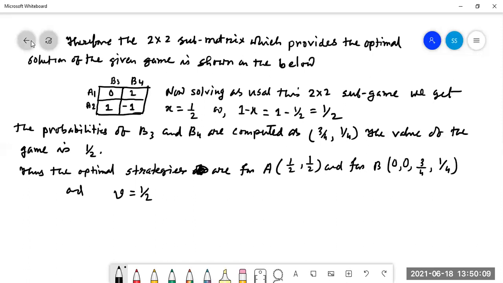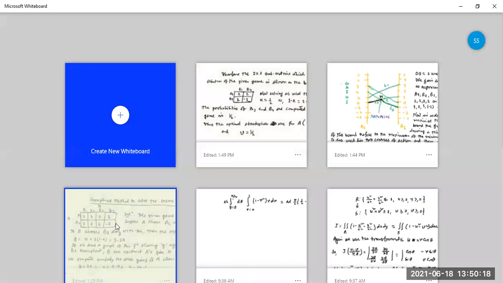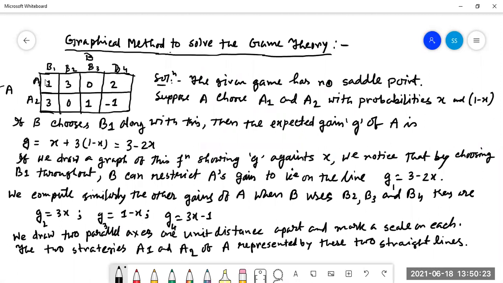then from the first, once again we recap the given problem. Look at the first slide. It is given that the payoff matrix of the game theory for the optimal strategies of A and B. For B, there are 4 strategies, B1, B2, B3, B4. And for A, there are 2 strategies, A1 and A2. For A1, it is 1, 3, 0, 2 corresponding to B1, B2, B3, B4. And strategy A2 is 3, 0, 1, minus 1 corresponding to B1, B2, B3, B4.